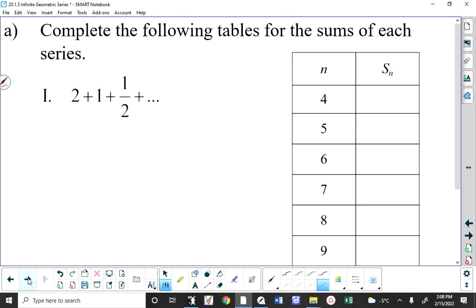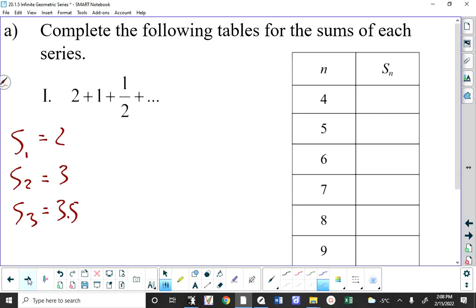What is S1, S4? If I said to you, what is S1, and I don't have it in your handout, right? Your table starts at 4. But if I said, what is S1, you would say it's 2. S2 would be 3. S3 would be 3.5. Give a minute of thought as to where I'm getting these numbers from. Saying that S1 is 2, S2 is 3, S3 is 3.5.